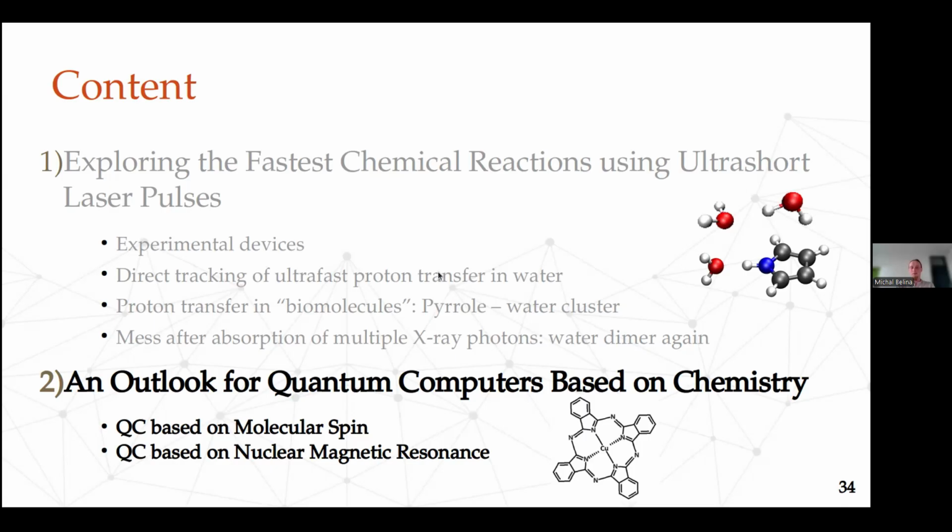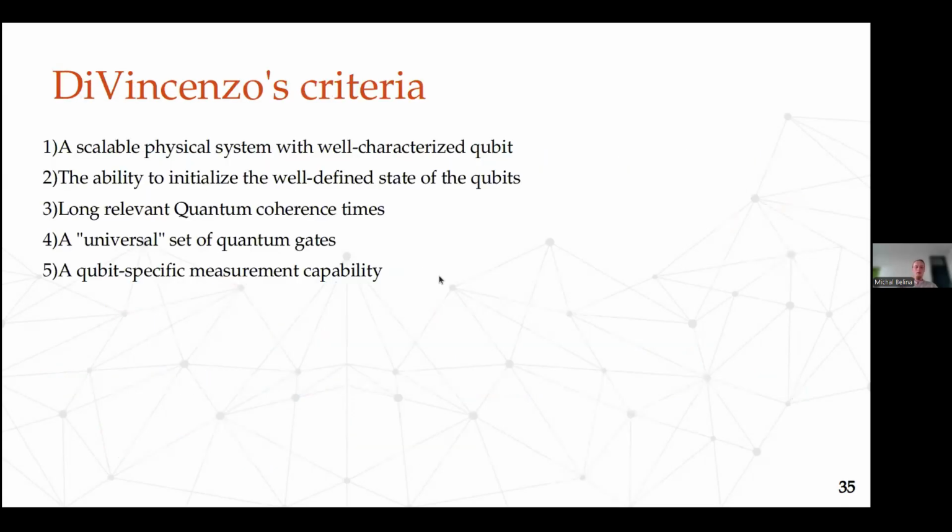I would like to start with the so-called DiVincenzo's criteria, which states some properties which a quantum computer should generally have, and I will confront these criteria with what the different quantum computer architectures are good or bad at.